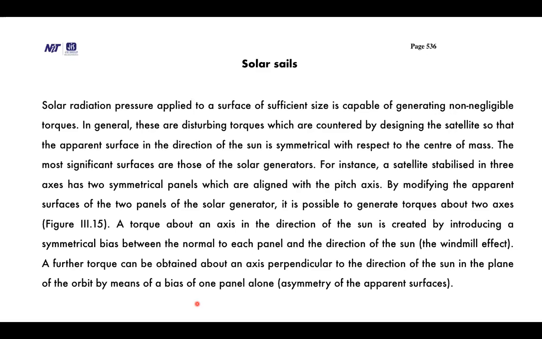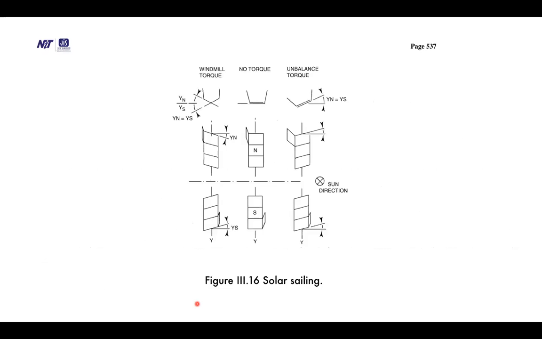By modifying the apparent surface of the 2 panels of the solar generator, it is possible to generate torques about 2 axes. A torque about an axis in the direction of the sun is created by introducing a symmetrical bias between the normal to each panel and the direction of the sun. A further torque can be obtained about an axis perpendicular to the direction of the sun in the plane of the orbit by means of a bias of one panel alone, asymmetry of the apparent surface.